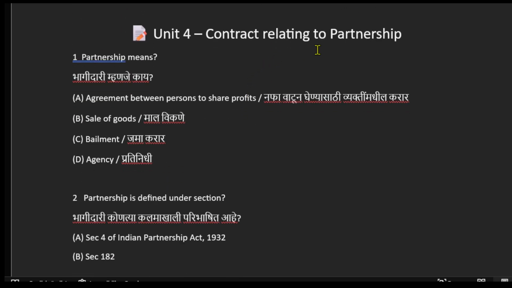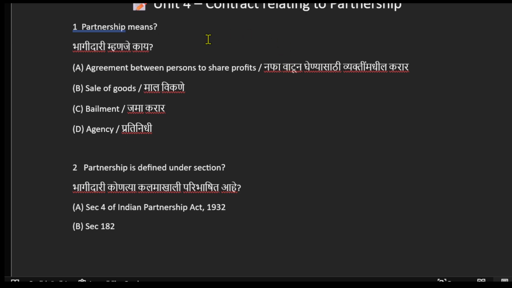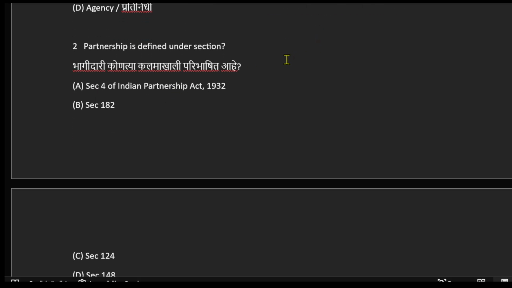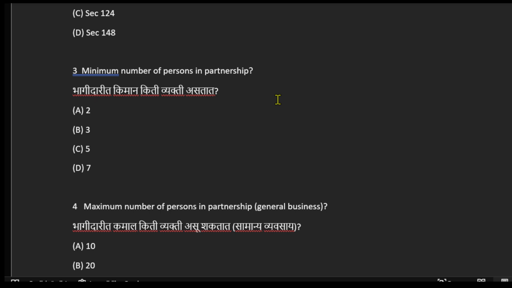Unit 4. Contract relating to partnership. 1. Partnership means agreement between persons to share profits. 2. Partnership is defined under section 4 of the Indian Partnership Act 1932. 3. Minimum number of persons in partnership.